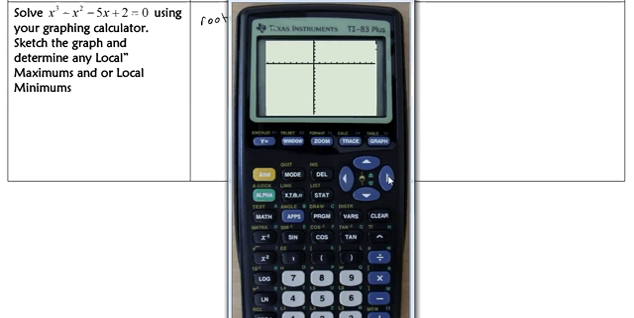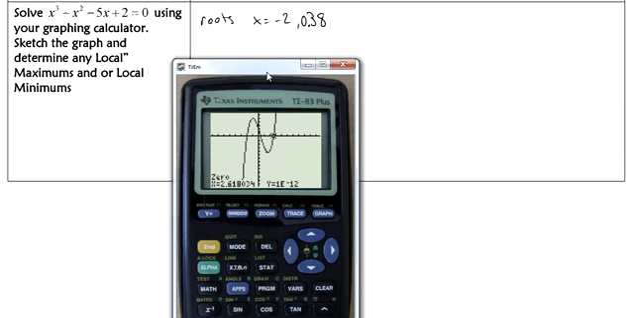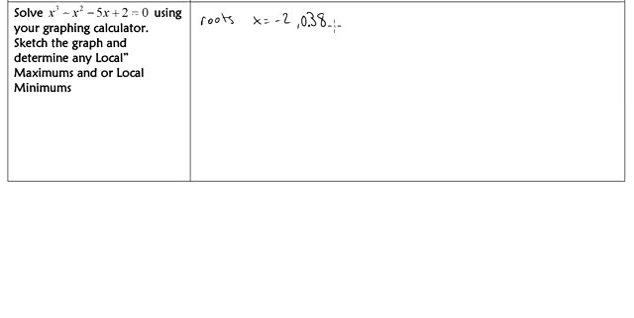And our last one, find our zero, get to the left of it, get to the right of it, and it's going to be at 2.62. So now we know where our roots are at.